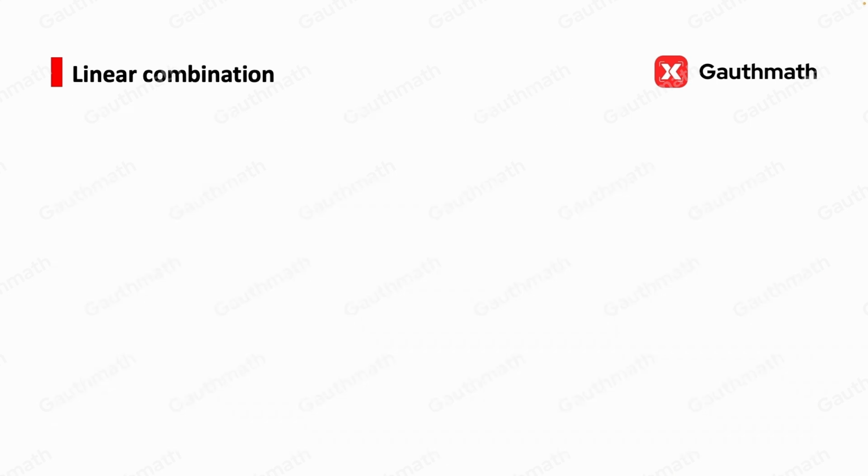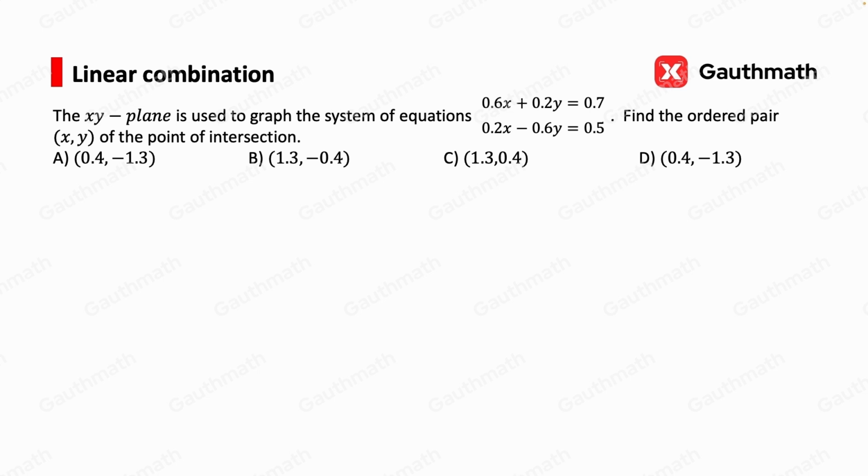The other method is called linear combination, and I'm going to use an example to show you how. The question is, the xy-plane is used to graph the system of equations 0.6x plus 0.2y equals 0.7, and 0.2x minus 0.6y equals 0.5. Find the ordered pair x, y of the point of intersection, and there are A, B, C, D, 4 choices.